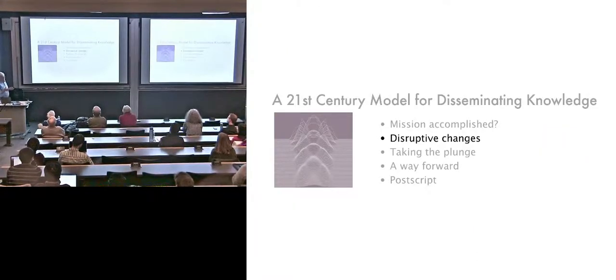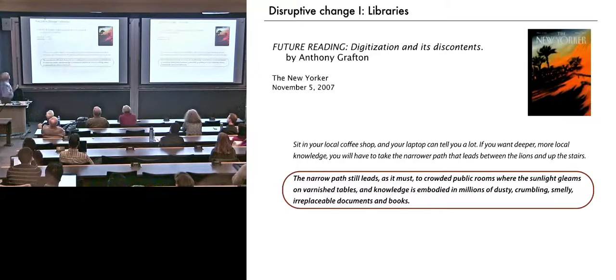So there were a lot of disruptive changes that we're all familiar with, and I want to just highlight a few. So the first one has to do with libraries. I picked up a copy of the New Yorker. This is over 10 years ago now. And there was an article by my colleague, Anthony Grafton, who's a historian, who loved the New York Public Library and was talking about the various plans they had and changes to the library.